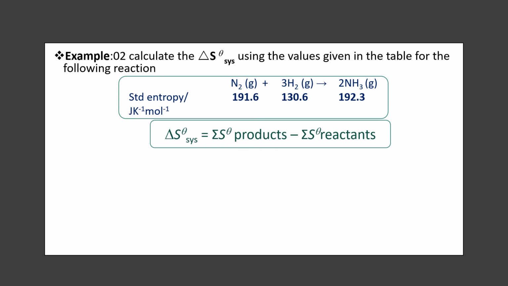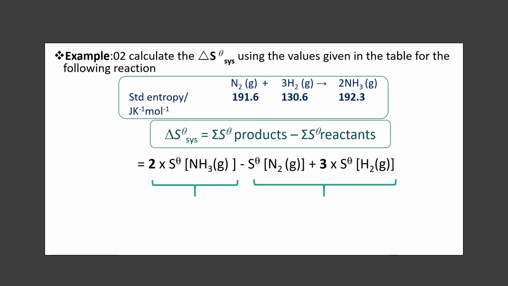So please take that into consideration when you are doing the substitution, which means you should have something like this for your expression. 2 moles of ammonia taken into consideration minus that of the reactants, 1 mole of nitrogen and 3 moles of hydrogen. So when you are putting the values and substituting it, you have to take those into consideration. We did not do that in the previous example because it was all 1 mole. I hope that's very clear.